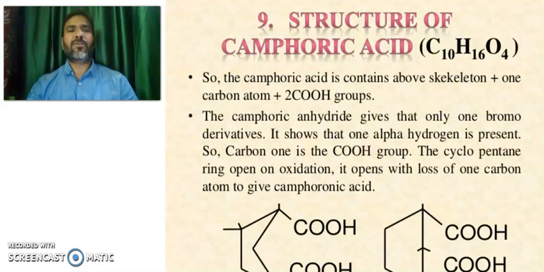So, structure of camphoric acid. The camphoric acid contains the above skeleton, 1 carbon atom, 2 COOH groups. The camphoric anhydride gives only 1 bromo derivative. It shows that 1 alpha hydrogen is present. So, carbon 1 is a COOH group. The cyclopentane ring opens on oxidation. It opens with loss of 1 carbon atom to give camphoronic acid. So, you can see the structure of camphoronic acid and the structure of camphoric acid.